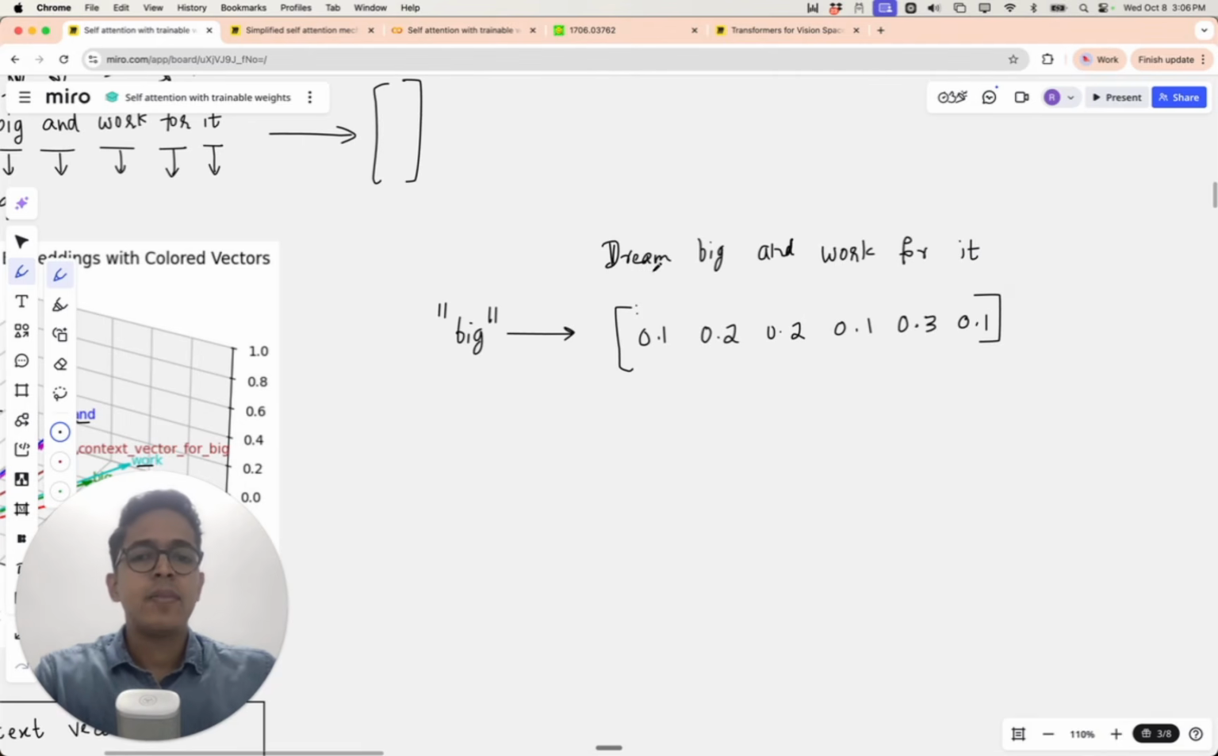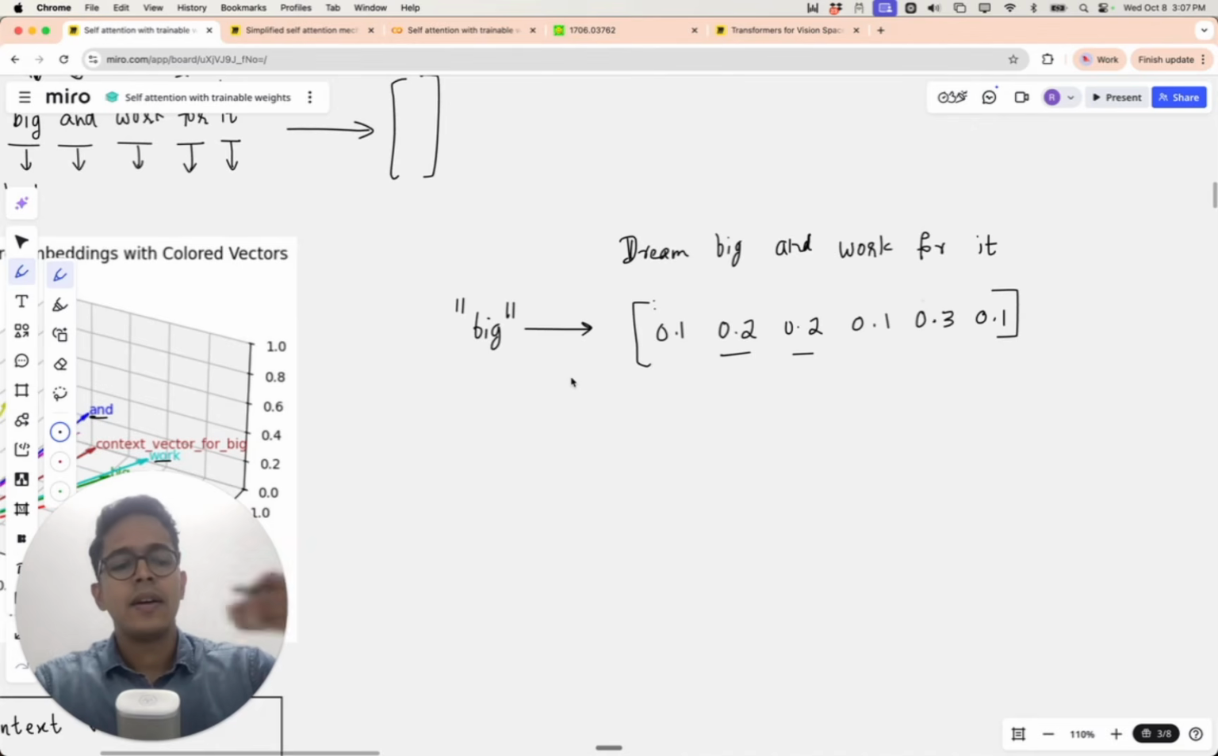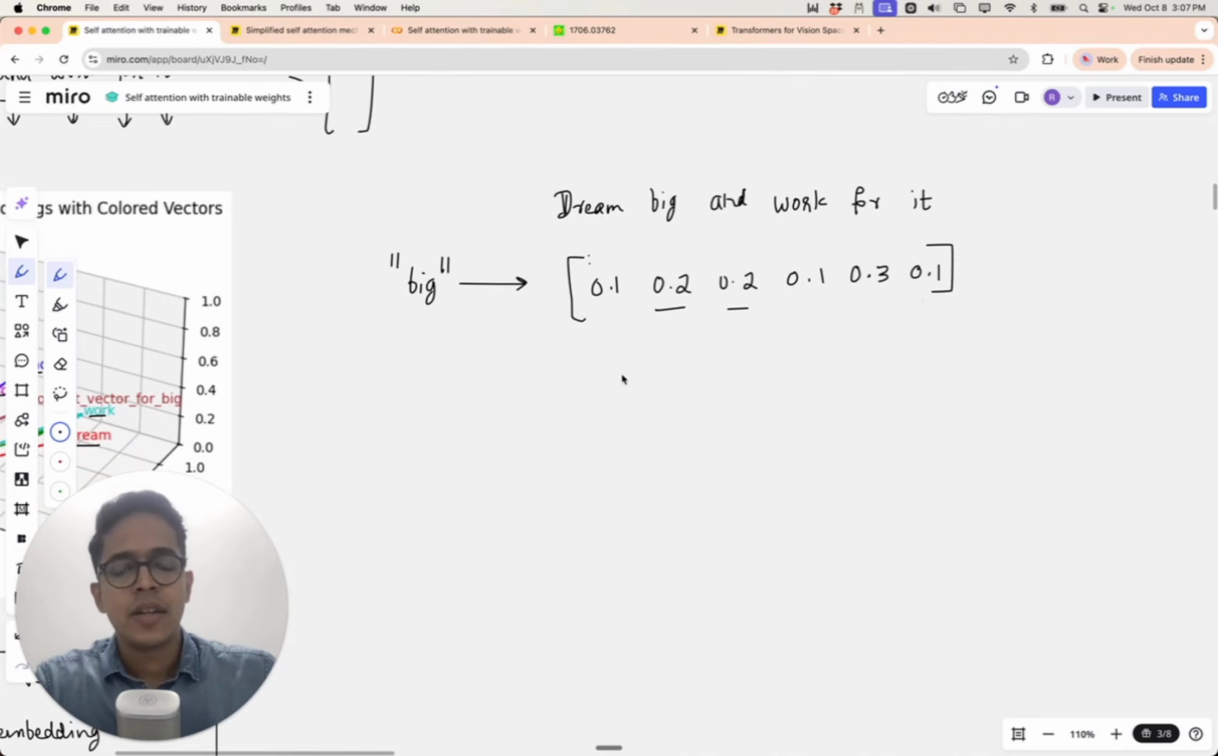I mean, big should pay 10% attention to dream. Big should pay 20% attention to itself because this is 0.2. Big should pay 20% attention to "and", etc. So by having these normalized attention scores, we can have intuition on how much percentage attention each query is paying to every single key in the same sequence. So this is how normalization of the attention scores leads to something called attention weights. These numbers, which resulted from the softmax calculation, are called attention weights.